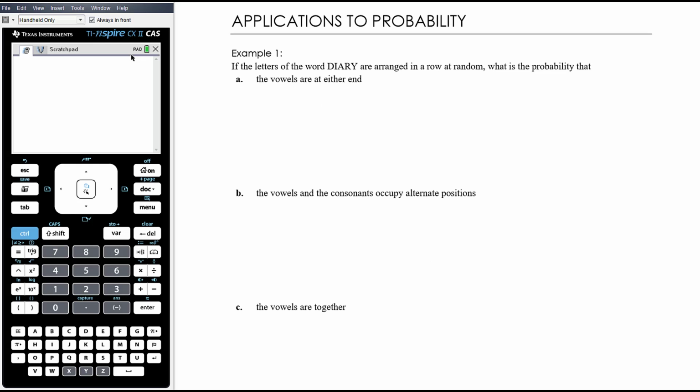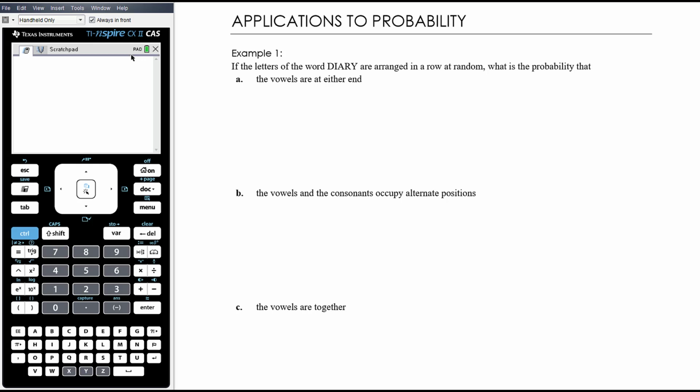Example 1, if the letters of the word diary are arranged in a row at random, what is the probability that the vowels are at either end? So this is pretty much the same question as asking how many different arrangements are there with the vowels at either end. If we want the probability, we then just need to take the number of arrangements that have vowels at either end divided by the total number of arrangements.